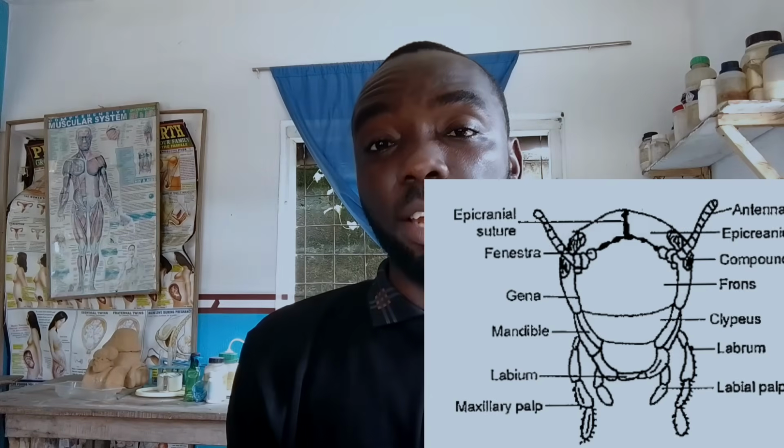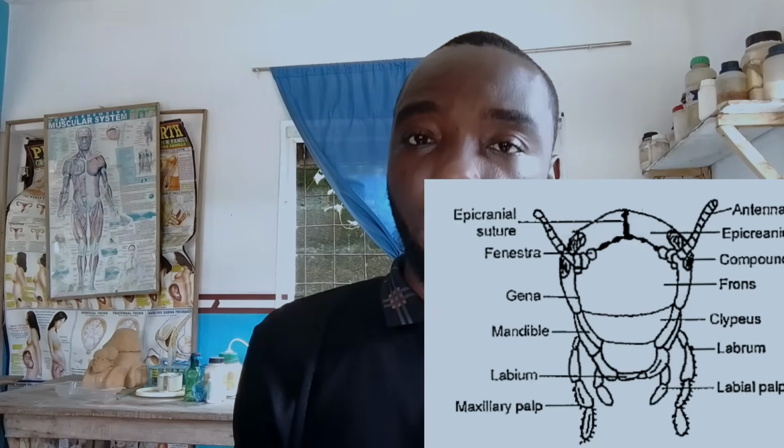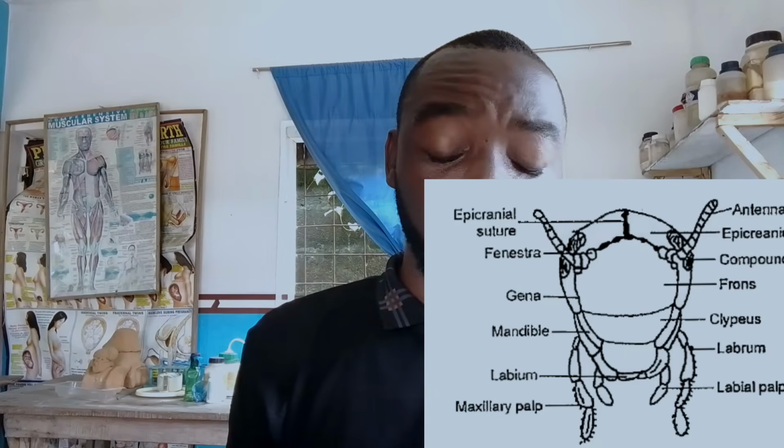Okay, and again, the next thing there is you should go and learn how to draw and label this specimen A, which is the head of a cockroach with the antenna intact. Learn how to draw and label them. It is already on the screen.